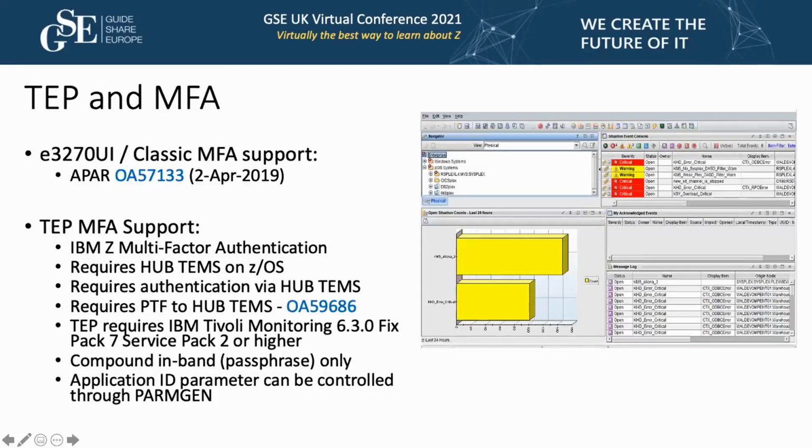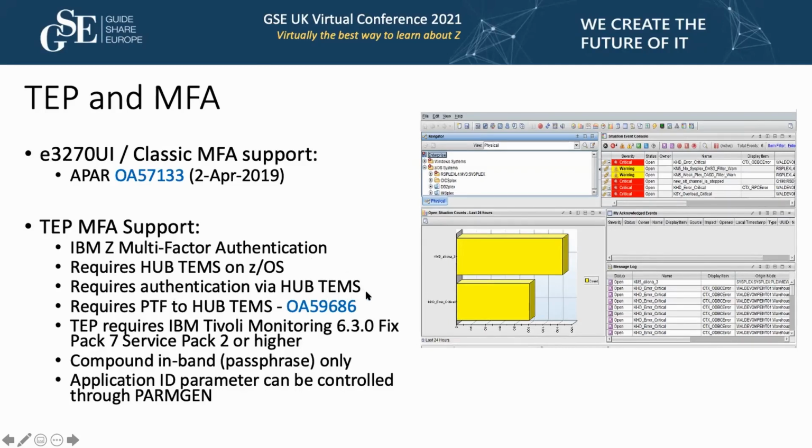So I'll talk a little bit about multi-factor authentication, particularly with the TEP. That's really where it's been added most recently. And there are some qualifiers about that. So we have E3270 and classic MFA support, and the APAR is listed here in the slide. But for TEP MFA support, it requires the IBM Z multi-factor authentication. It also requires you to be running your hub TEMS on z/OS. I will tell you that for the distributed hub TEMS clients, we are working on something. It's kind of in the roadmap, but we don't have a date that we can share with you yet for when that might be available.